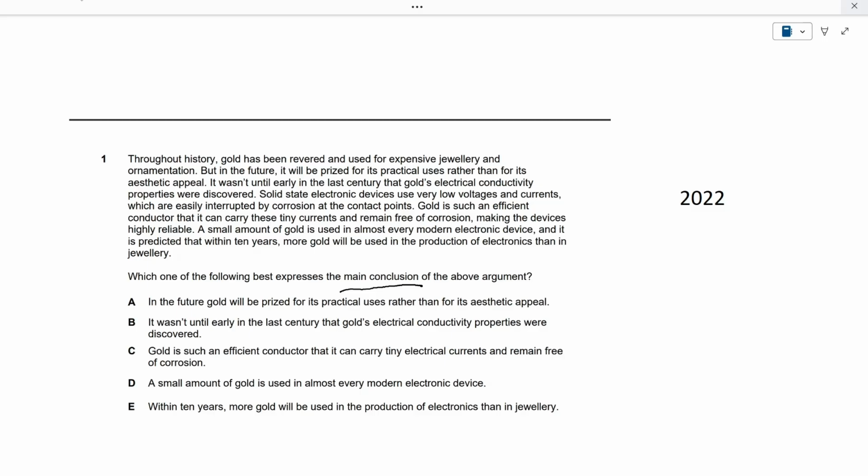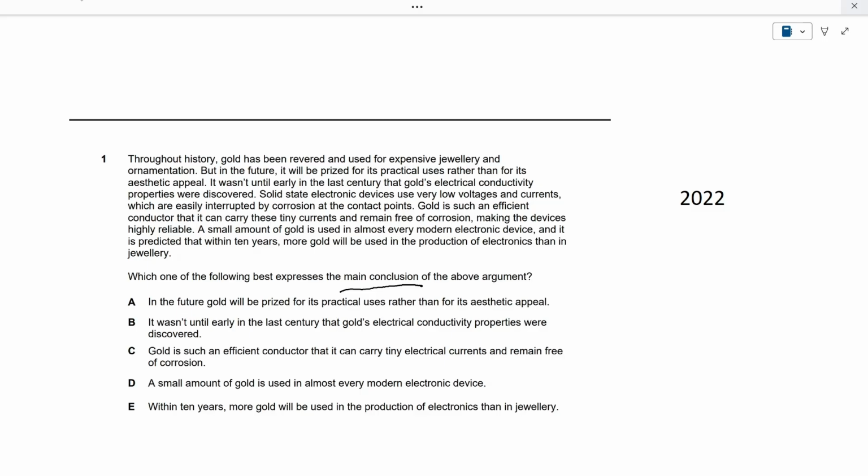So, I recommend actually reading the options before the passage. I probably shouldn't have read the passage out, because if you read the options before the passage, you at least have an idea of what the passage is about. But anyway, sorry, for the next one I'll do that. Option A: in the future, gold will be prized for its practical usage rather than for its aesthetic appeal. That seems valid, so we're just going to rule out anything that is blatantly wrong.